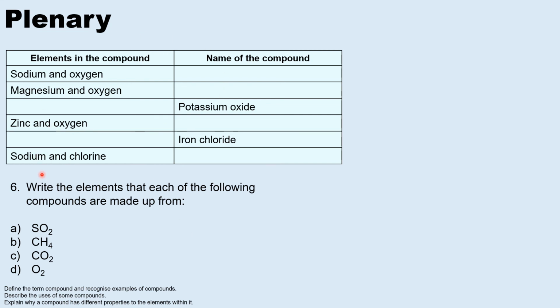And then you have got this question here. Write the elements that each of the following compounds are made up of. So you've got SO2, CH4, CO2, and O2. So that's sulfur dioxide. This one's methane. This one is carbon dioxide, and that one's oxygen. So pause the video here, have a go at that, and then come back for the answers.